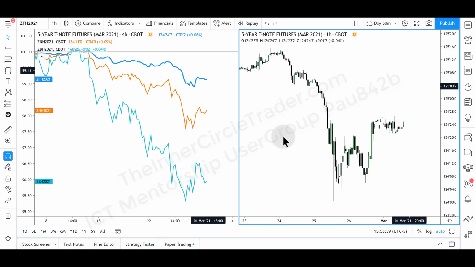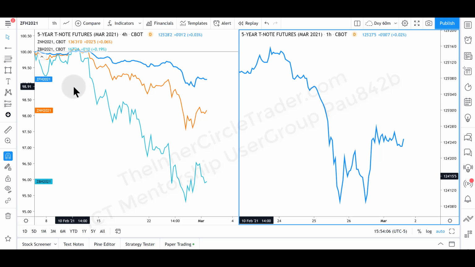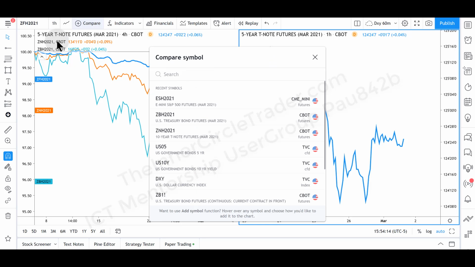But anyway, the 5-year note futures, you pull it up this way, and then while this box is highlighted, if you have a split screen, you're going to go over here, click on this and go to line. Okay, you see that? Now, while you're still with this chart highlighted, you're going to click on the compare tab here.